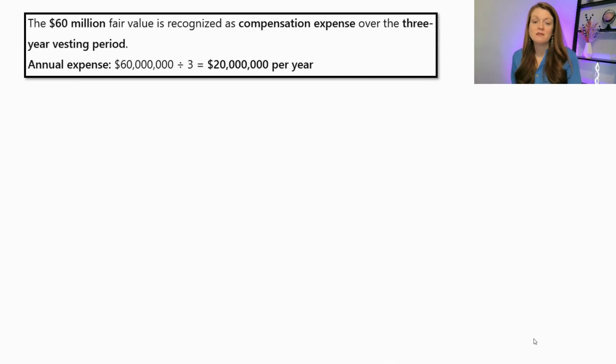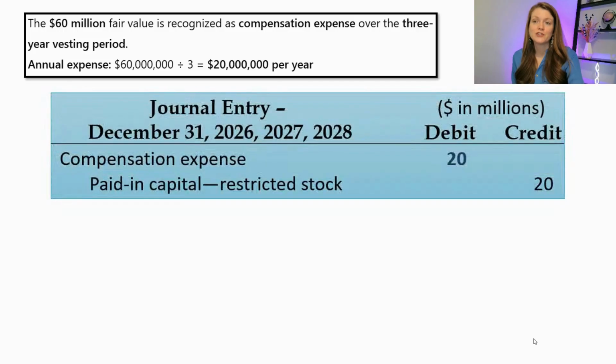So we've got the $60 million divided by 3 years. We are going to show each year at December 31st, over these 3 years of vesting, compensation expense for $20 million, and then we are going to show paid in capital restricted stock. So this is the equity section of the balance sheet of $20 million. So this is building up in the equity section, even though the employees do not have rights to it yet.